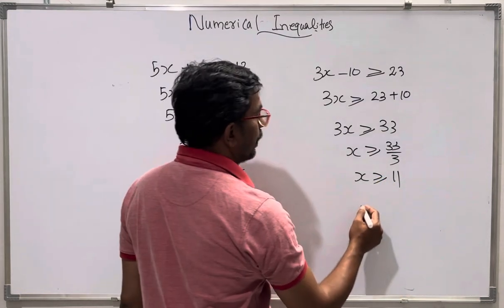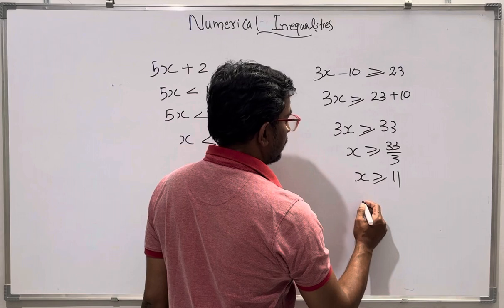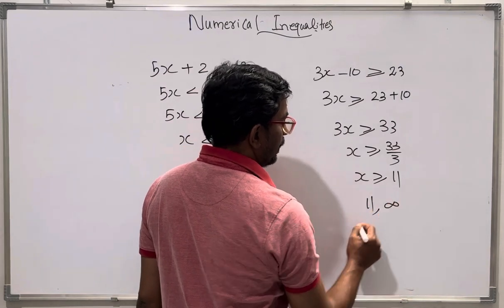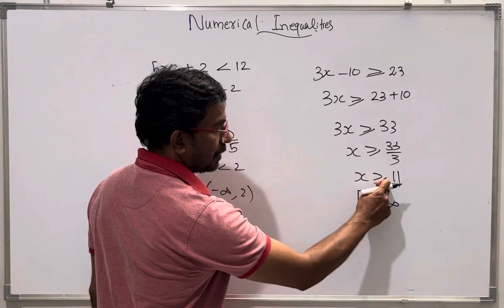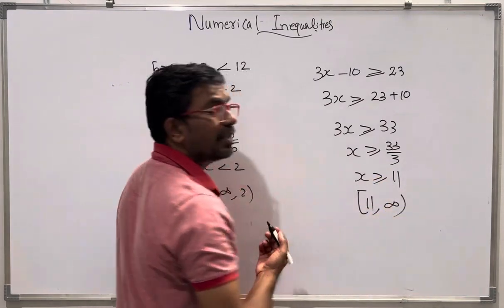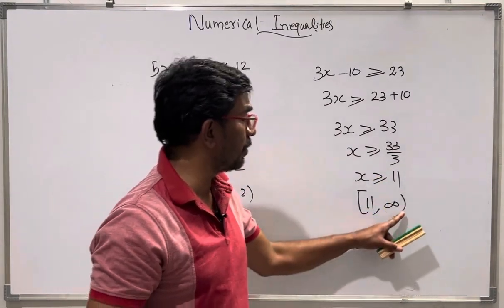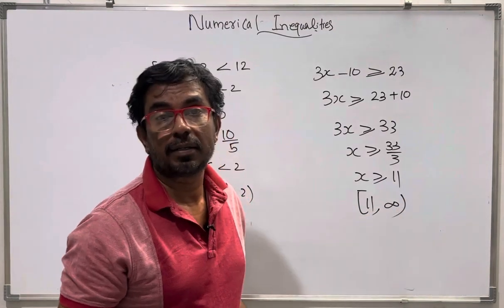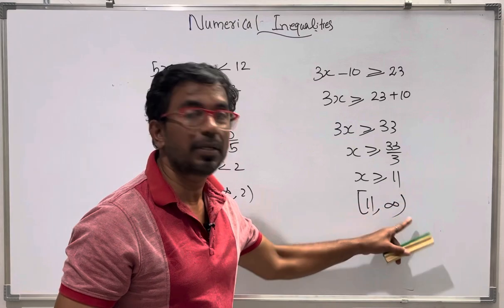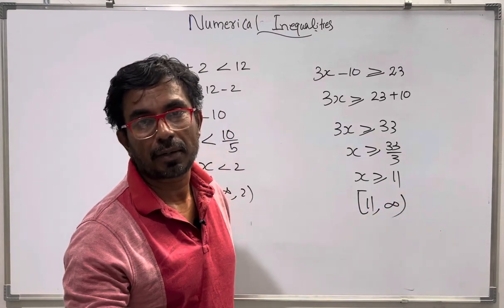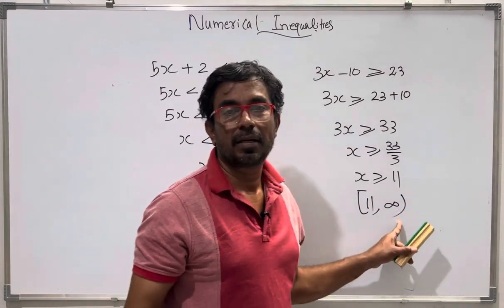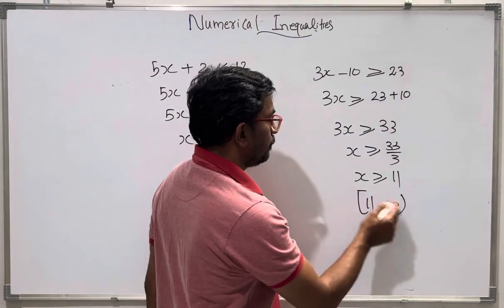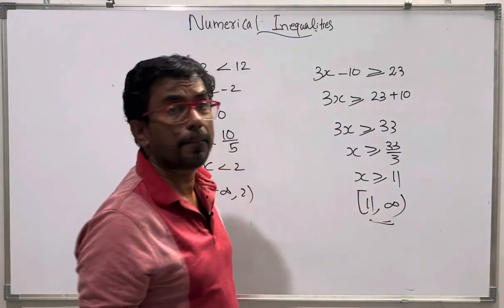So this will be what? You can write it as x greater than or equal to 11, which means starts from 11 to infinity. Here we will put a closed interval because the equal sign is there. With infinity always put an open interval because we cannot reach infinity. Infinity is not accessible, so it is an open interval only. Okay, so this is how we write the answer.